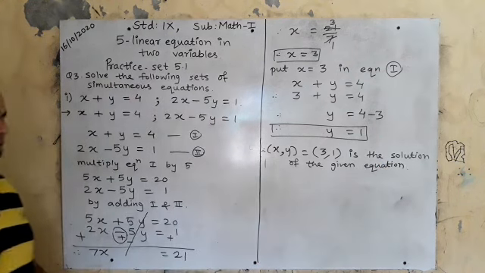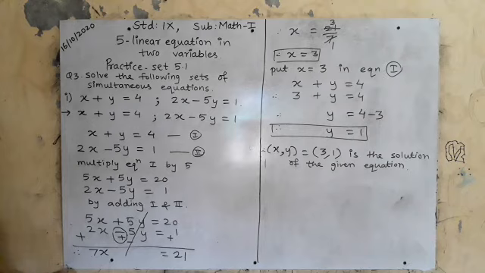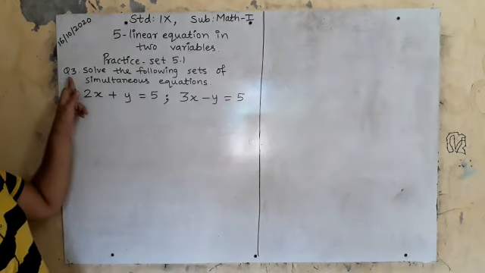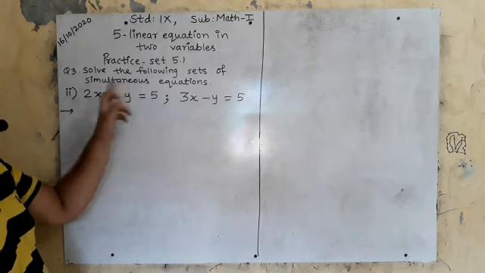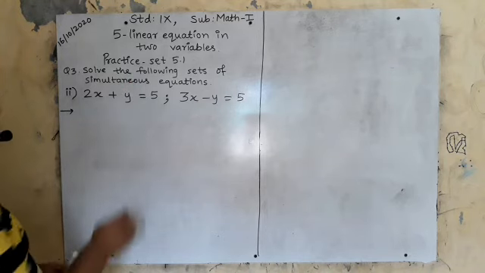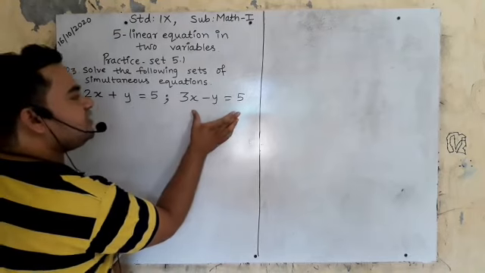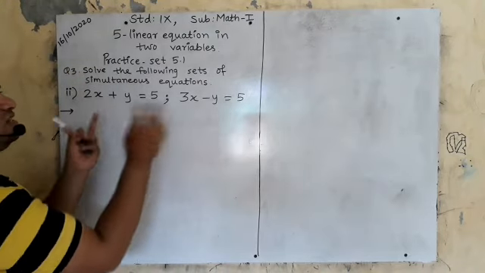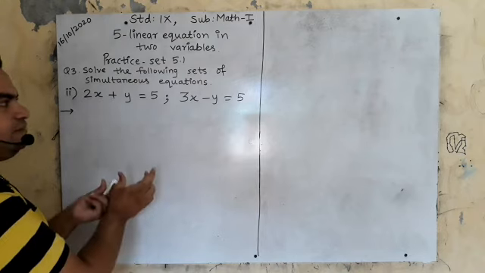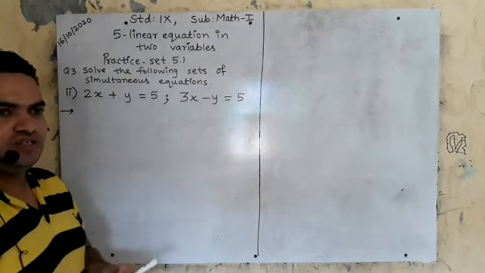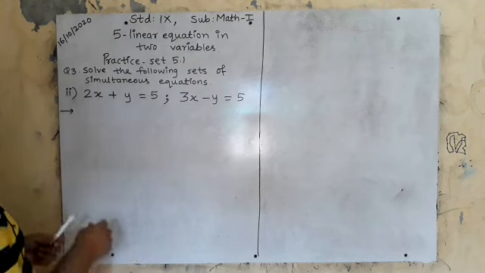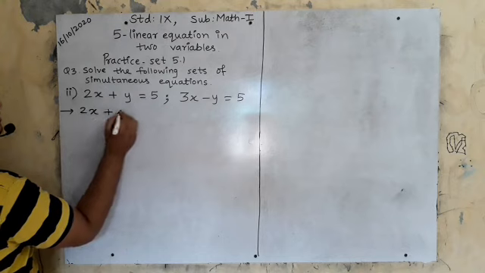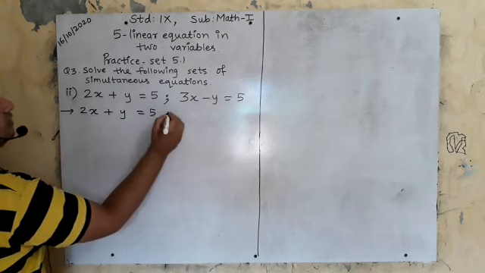Is it clear? I hope you understood how to solve this. Dear students, now we will see question number 2 of question number 3. Solve the following sets of simultaneous equations. This is one linear equation, this is another linear equation. When we solve two linear equations in two variables at the same time, that is called simultaneous equations, to get a common solution. Okay. So now first we will copy the question: 2x plus y is equals to 5.